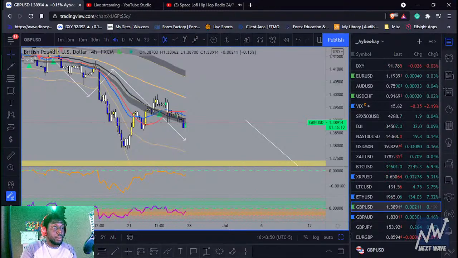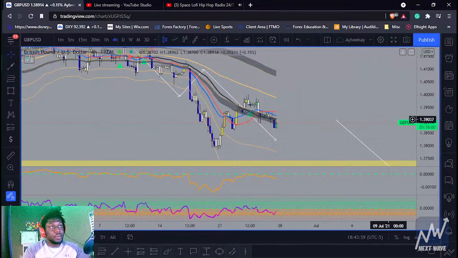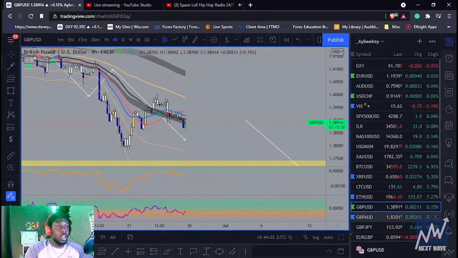I'm going to get into the buy. My stop loss is probably going to be below 1.37700, and then once I get that alert, I'm out of there. Okay.